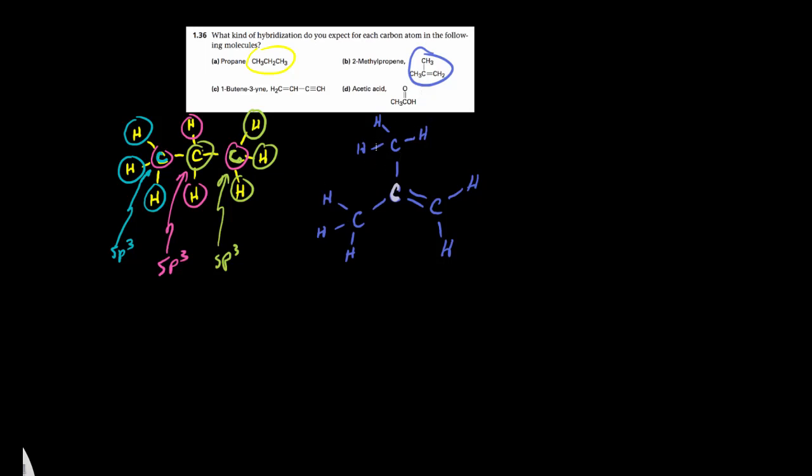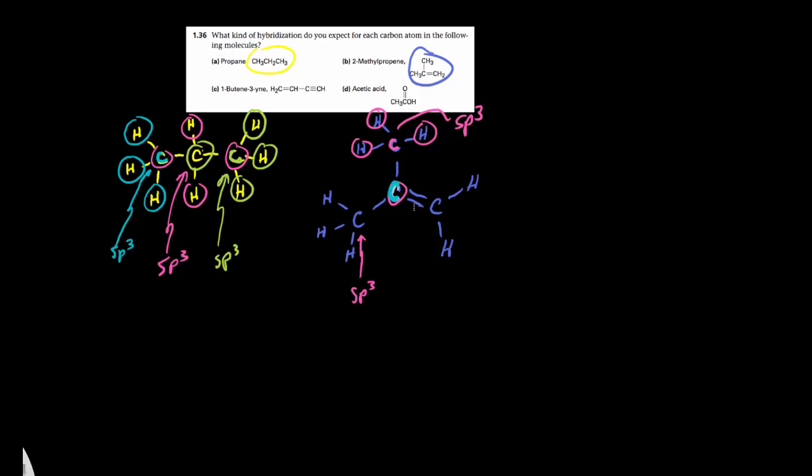But for now, it helps to see, if we're looking at this carbon, how many things are attached, or what's the steric number, 1, 2, 3, 4. So this is sp3 hybridized. This one, exactly the same reason. This is sp3 hybridized.